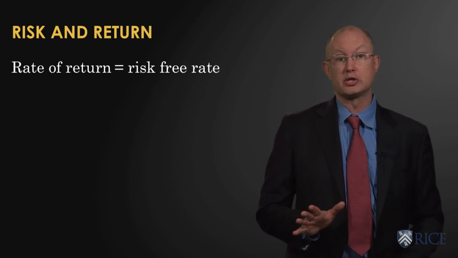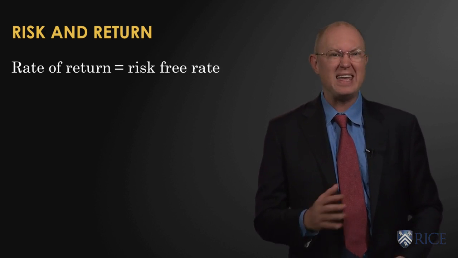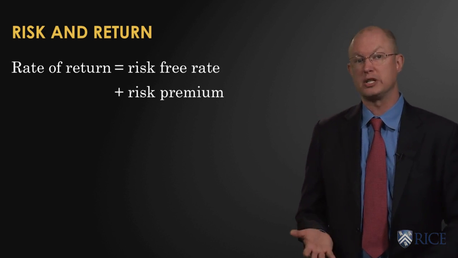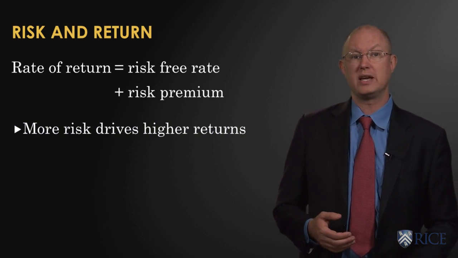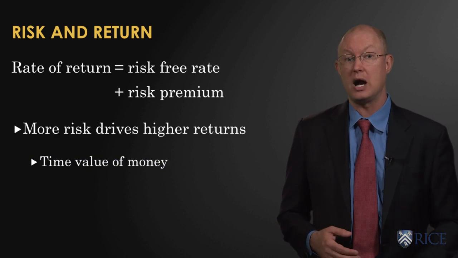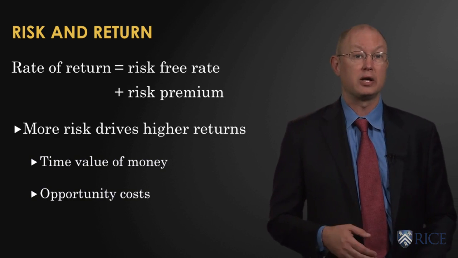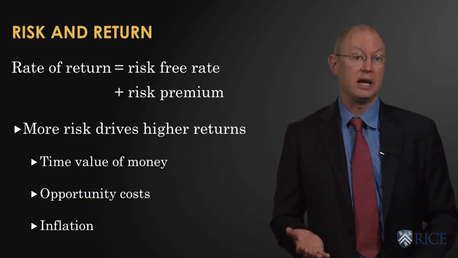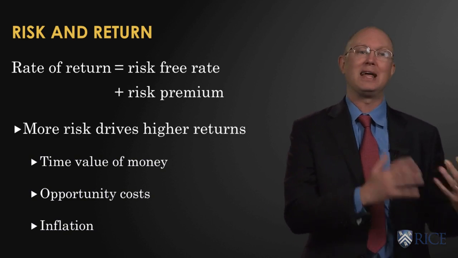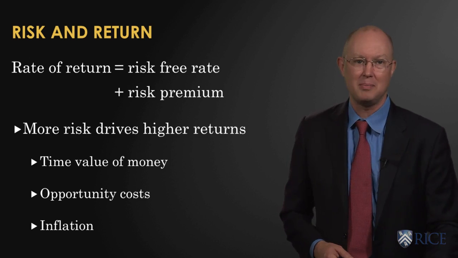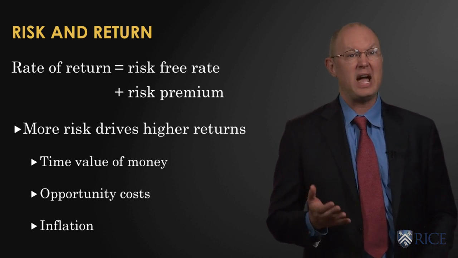To think about risk and return, remember that the return of any asset was the risk-free rate plus some risk premium. So what we need to think about is the fact that more risk is going to drive higher returns because of the time value of money, opportunity costs, and inflation, the three things that we talked about back in lesson 1 when we first started talking about compounding. What we need to think about now is how to put a risk premium on those assets.